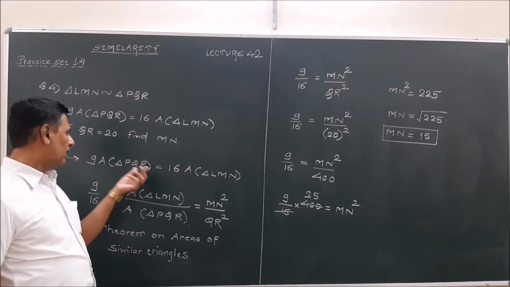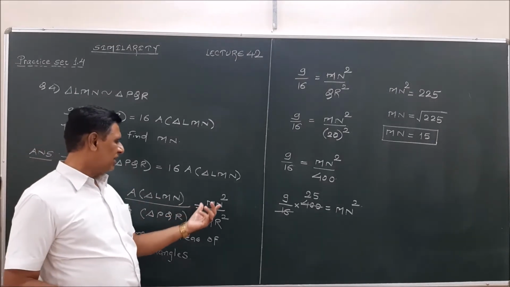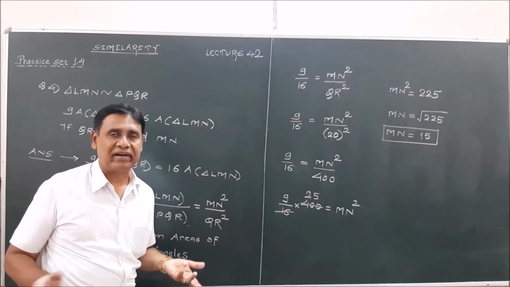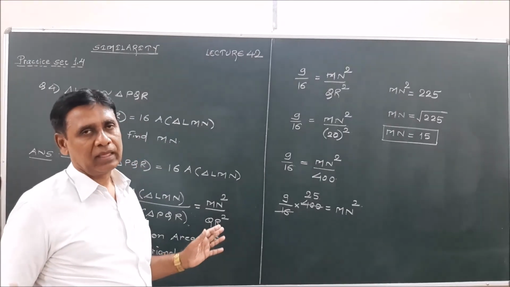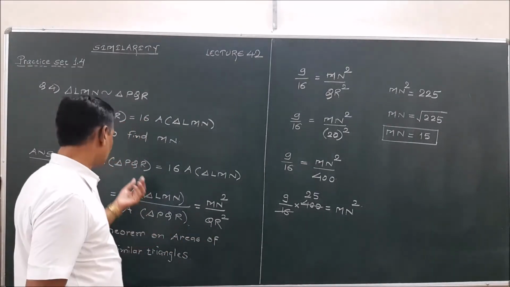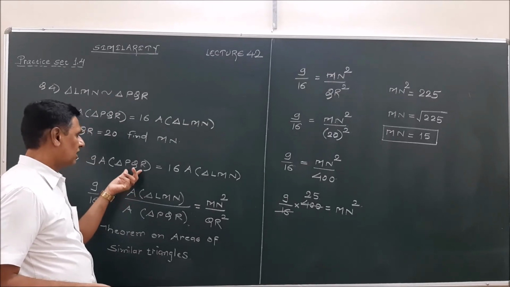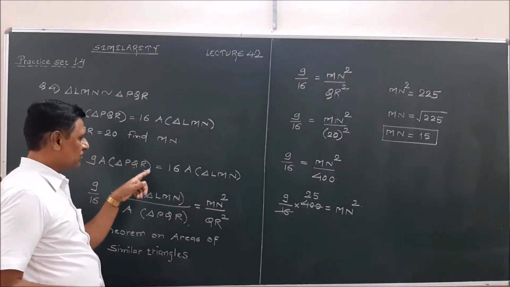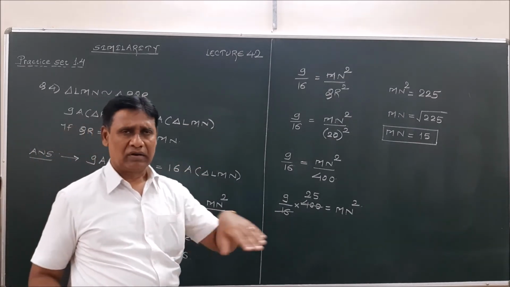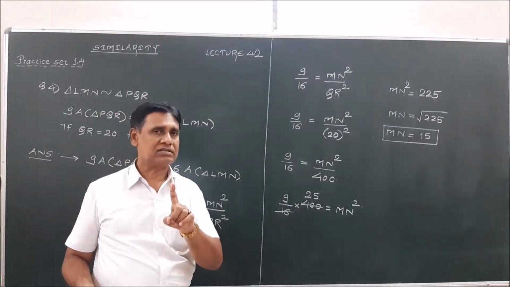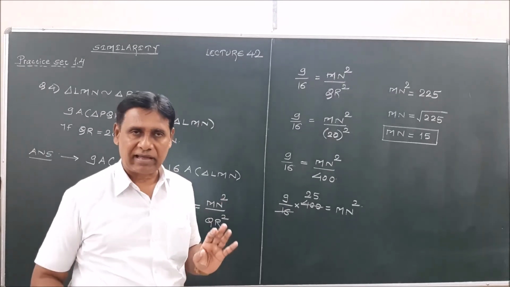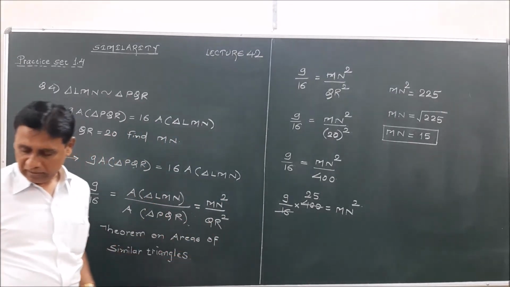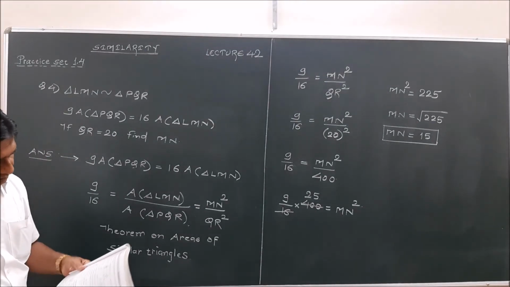And what is important, you only have to take MN square upon QR square, since we have to find out MN and QR is given. Otherwise, even PQ square upon LN square as well as PR square upon LN square, these all are applicable. But our aim is to get value of MN, and that is why I have taken MN. Okay. Now let's do the next one.